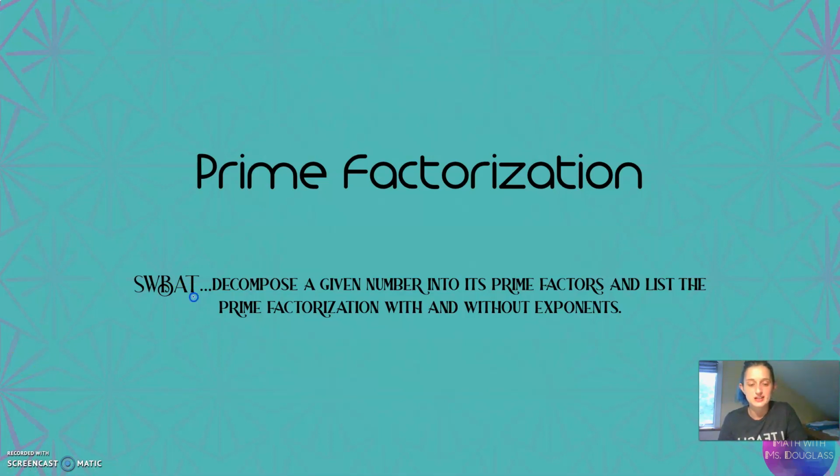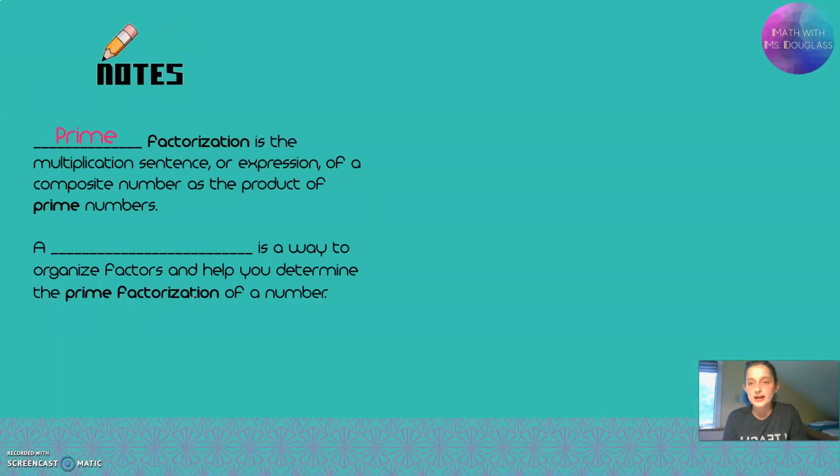All right. So prime factorization is writing a multiplication sentence or an expression of a composite number as the product of prime numbers. So remember, product means the answer to a multiplication sentence, and that multiplication sentence is only going to include prime numbers. Some of our most common prime numbers: 2, 3, 5, 7, 11. Maybe we'll get a few bigger ones, but those are the most common ones we'll use.